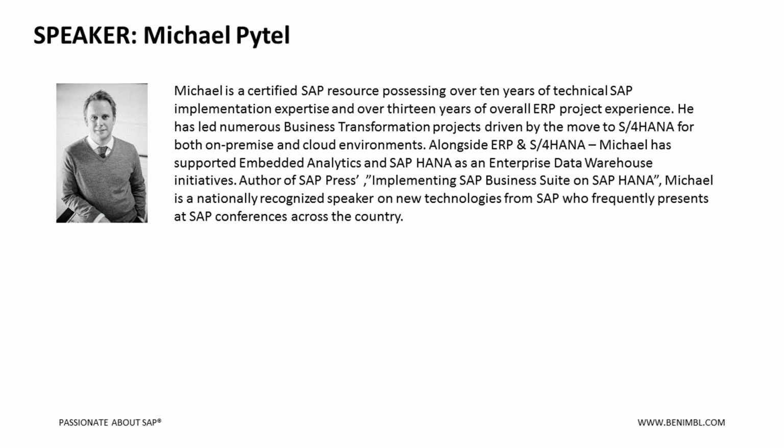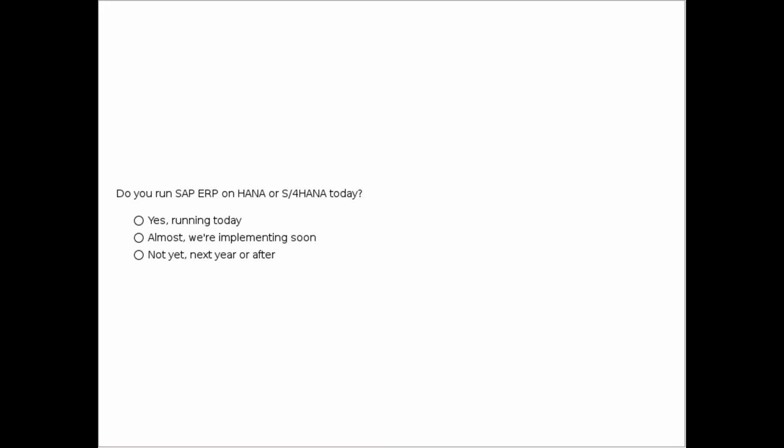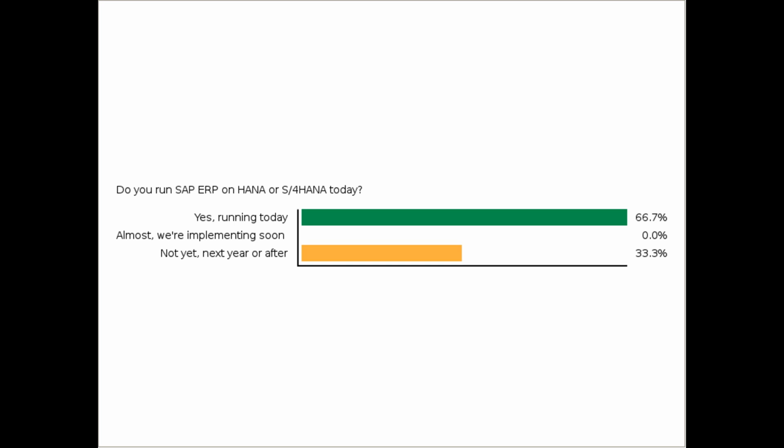Actually, before we do that, apologies, we want to get a lay of the land. We have a couple of poll questions that we'd like to ask you, just so we know what the audience looks like. First poll question: do you run SAP ERP on HANA or S/4HANA today? First answer is yes, we are running today. We're almost there, we're implementing soon. Or not yet, we are looking to implement next year or the year after. We'll give people a couple of seconds to fill that out. Looks like it's split down the middle between we are running today and it's going to be next year or the year after.